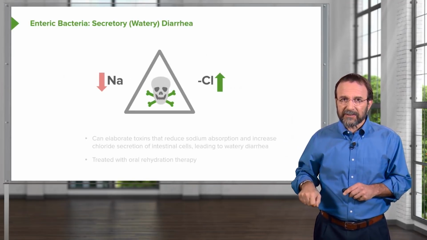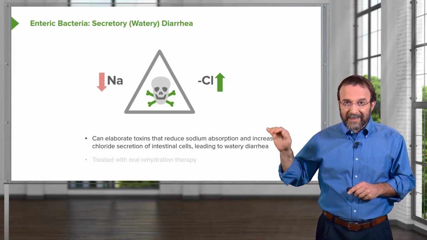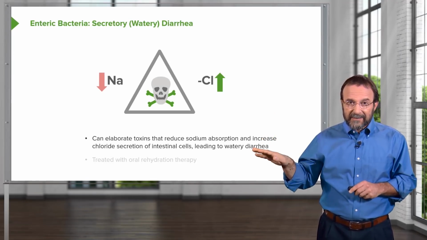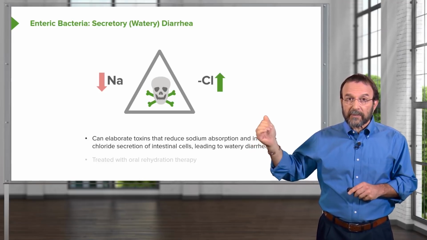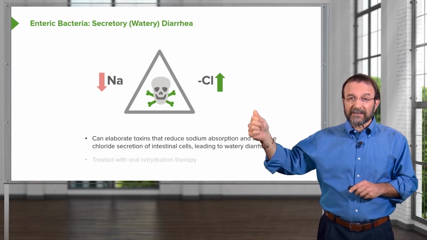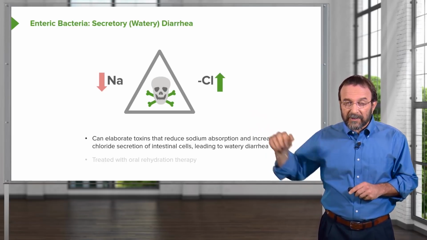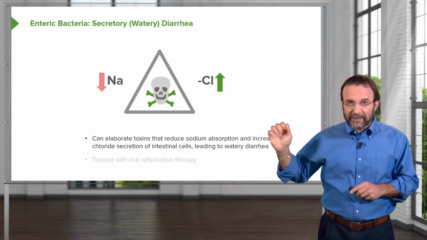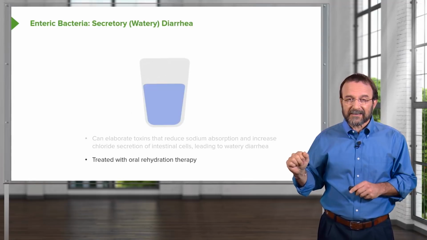What these bacteria do is they make toxins. The toxins get into the epithelial cells lining the gut, and they cause problems. They reduce sodium absorption, and they increase chloride secretion. They disturb the homeostasis of sodium chloride balance, and that leads to water coming out of the cells, and there you go. There's your watery diarrhea caused by toxins.